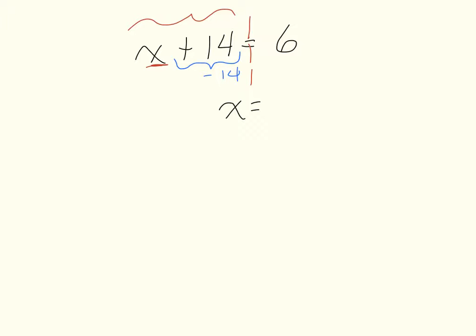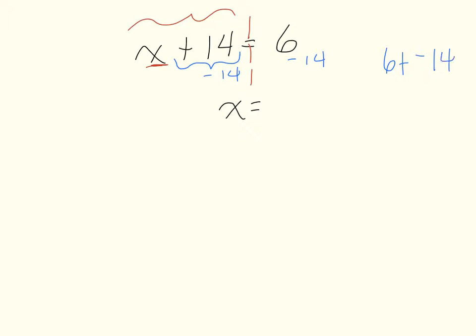But I'm going to have to go back to that definition of an equation. The definition is two expressions that are equal to each other. So if they were equal, and then I took 14 off of one side, I got to go back to that 6 now, and I'm going to have to take 14 off of it in order to keep them equal. Because the definition of an equation is two expressions that are equal to each other.